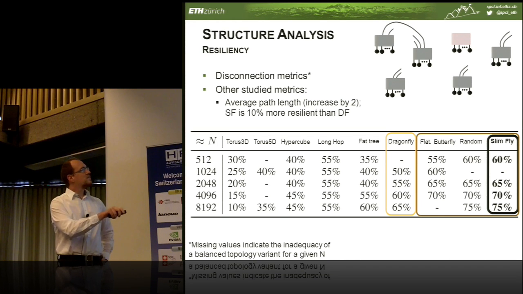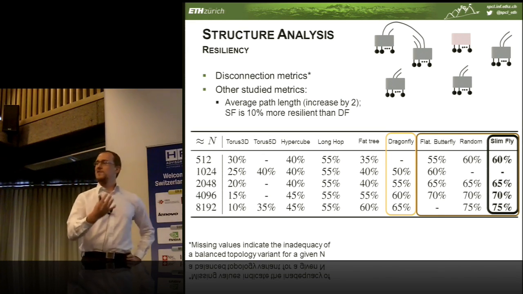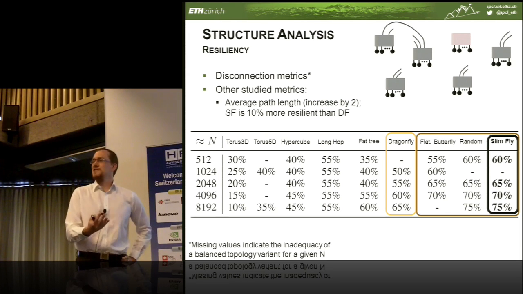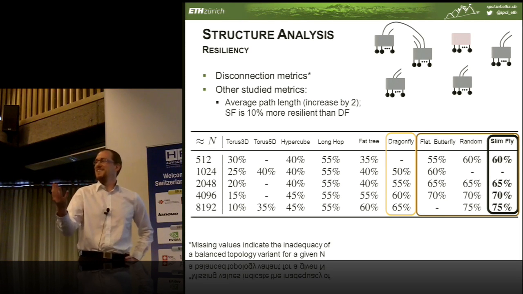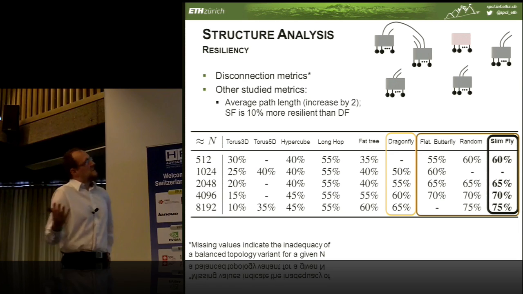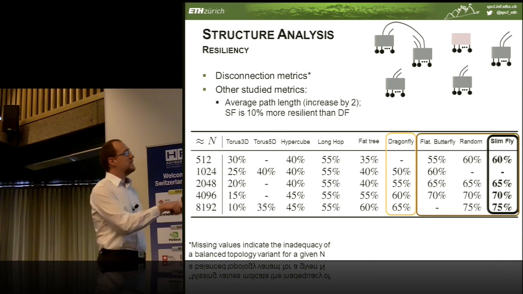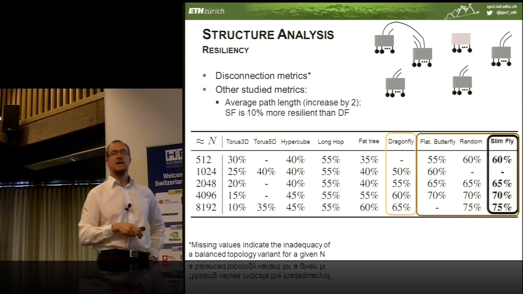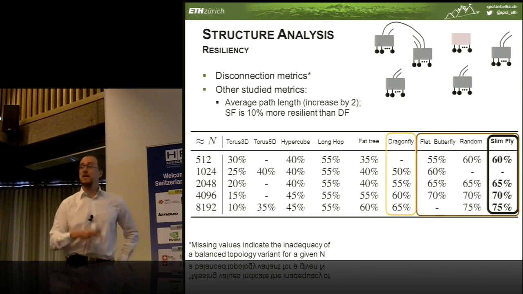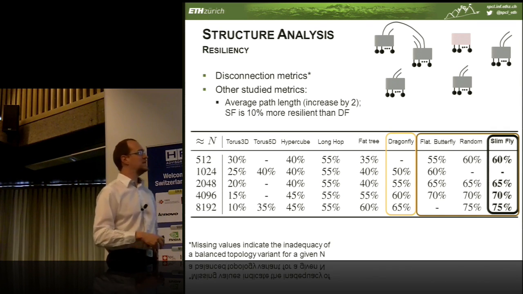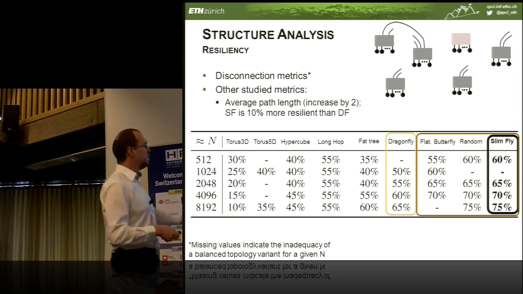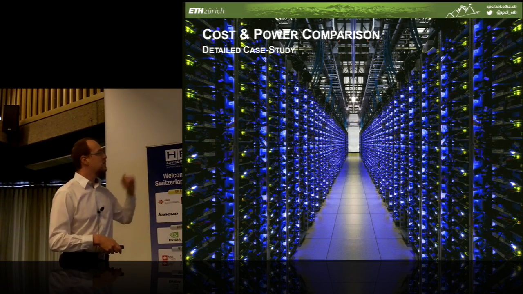And actually the random topology is somewhat the hardest to disconnect, because of course the cables are there randomly anyway, so if you remove one, it may not be that big of a problem. And the interesting fact, what really surprised us, is that Slimfly is as resilient as a random topology. I can explain why, but that'll take a little bit of a longer discussion, so ask me offline if you're really interested. So now let's do a case study.